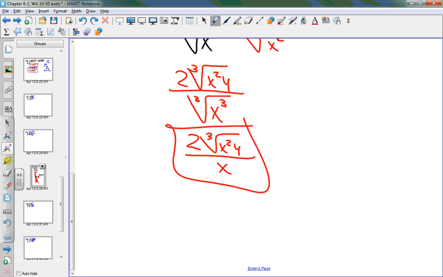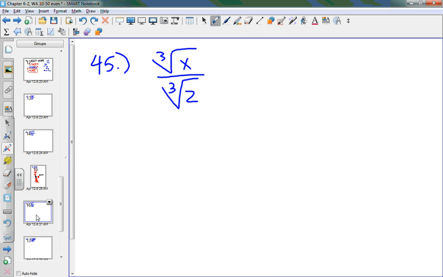Turn that around, upside down. Can I simplify the cube root of x? Can I simplify the cube root of 2? Need 2 more 2s. I need 2 more 2's on the bottom. Why do I need 2 more 2's on the bottom? I can't have a radical at the bottom, and right now it's the cube root of 2. And there's only 1 down there, so to get rid of that I need 2 more.